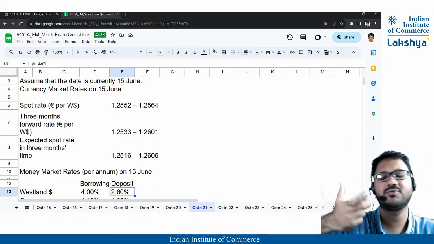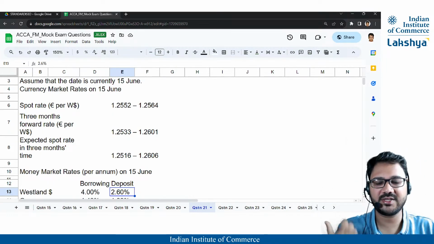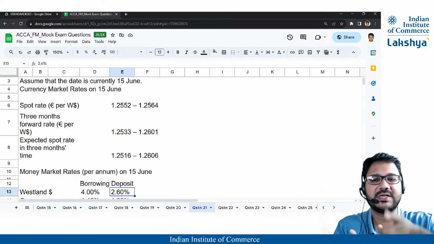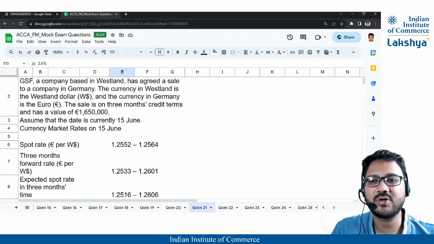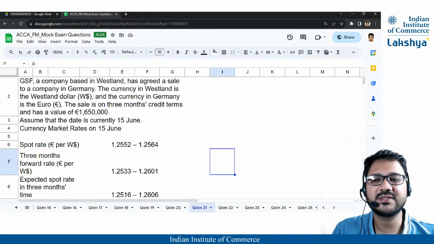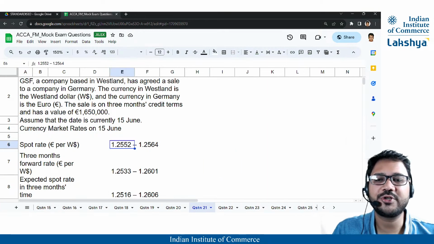Whatever euro loan that we have taken, we bring it to our country, that is, we convert it. Now we convert it on spot rate basis. So our spot rates are available to us. Now understand this again. This is euro per W dollar. So 1 W dollar is equal to 1.2552 euros or 1.2564 euros.